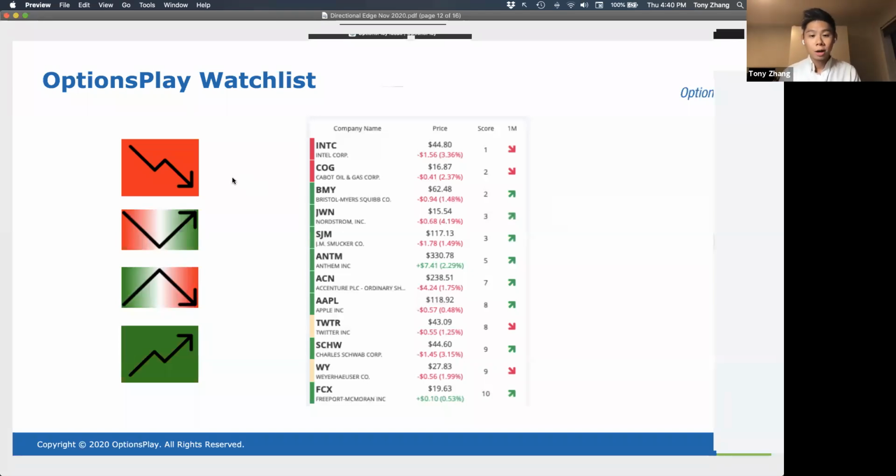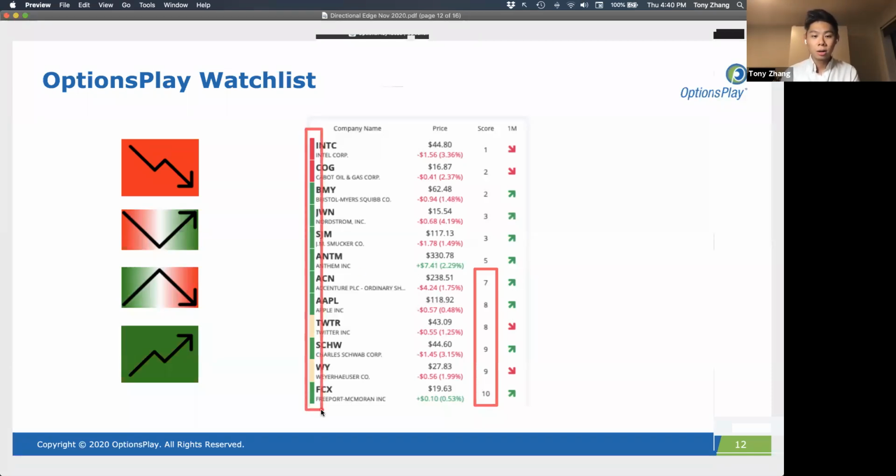So let's start off with the strong bullish stocks. The strong bullish stocks are simply stocks with a high score, so 7, 8, 9, or 10, and have green across the board. The green tells me the 6-month trend. This bar here on the left-hand side is the 6-month trend, and the arrows here on the right are the 1-month trend. So between all of this, I have access to the technical score.